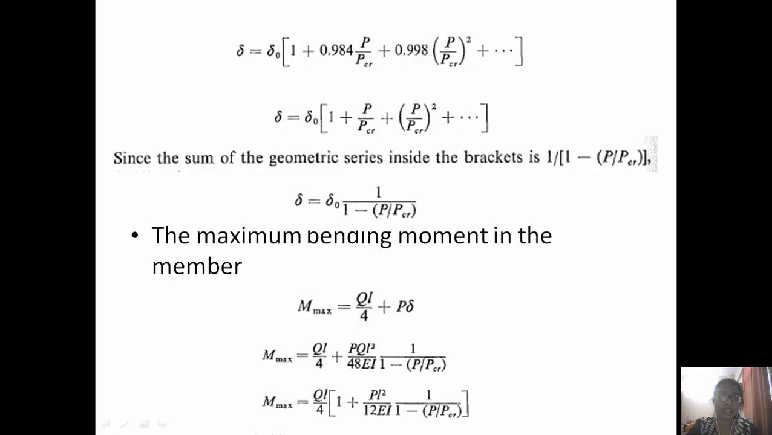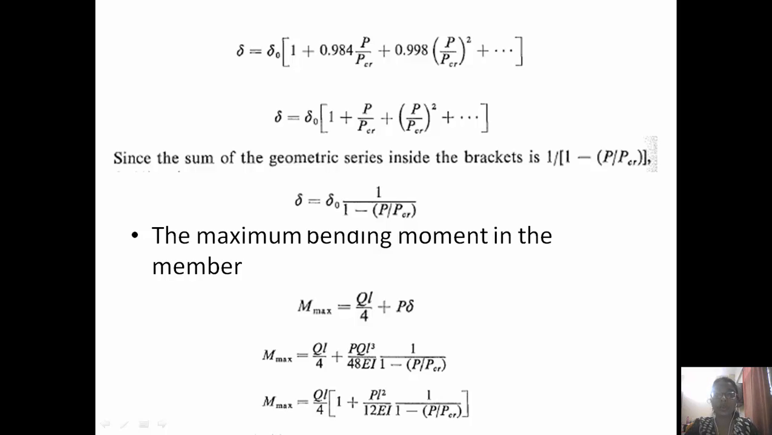Therefore, substituting back into the equation of delta, we obtain delta is equal to delta naught bracket opens 1 plus P by Pcr plus P by Pcr square plus P by Pcr cube, and goes on. Since the sum of the geometric series inside the bracket is 1 by 1 minus P by Pcr, we can substitute it back and we get the shorter term, that is delta is equal to delta naught into 1 by 1 minus P by Pcr.